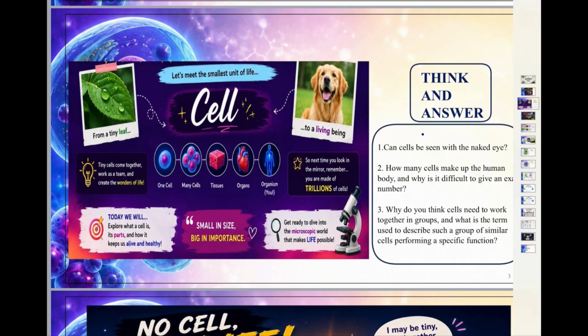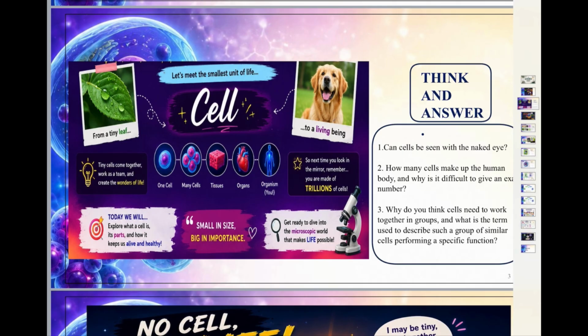So this is a very complex process. It took millions of years, because from the time the first cell was formed to the formation of an organism, it has taken millions of years. So you have to now think and answer me a few questions.